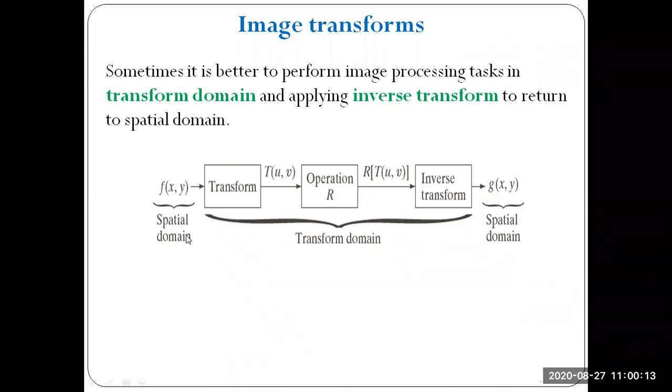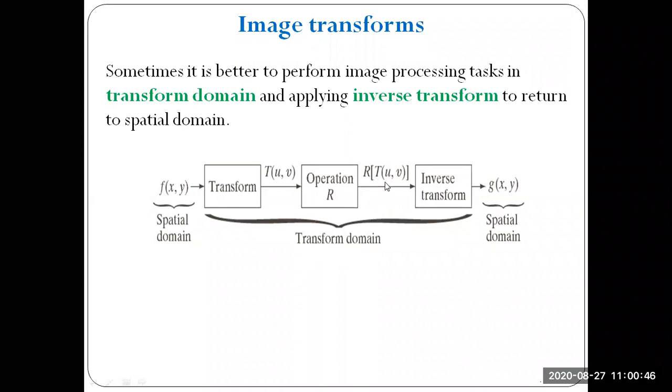Before going to the transform, your input is in the spatial domain or time domain. If you give the image to the transform, your image is modified as transform of u comma v. Input is x comma y, output is u comma v. Now you perform some operation, mathematical, logical, arithmetic, whatever it is. All the operations operate here. After the operation, your output is r of u comma v.